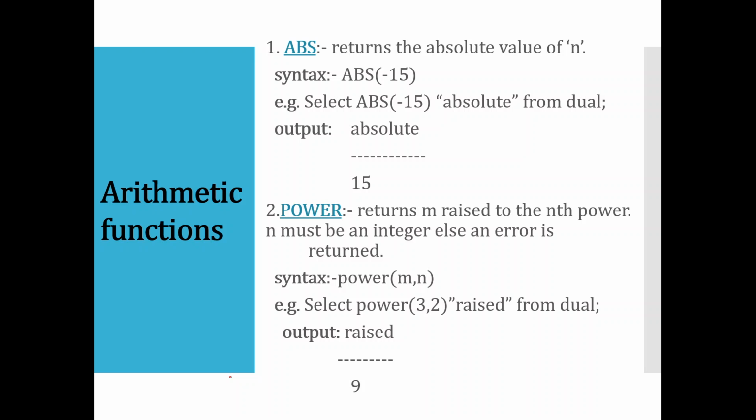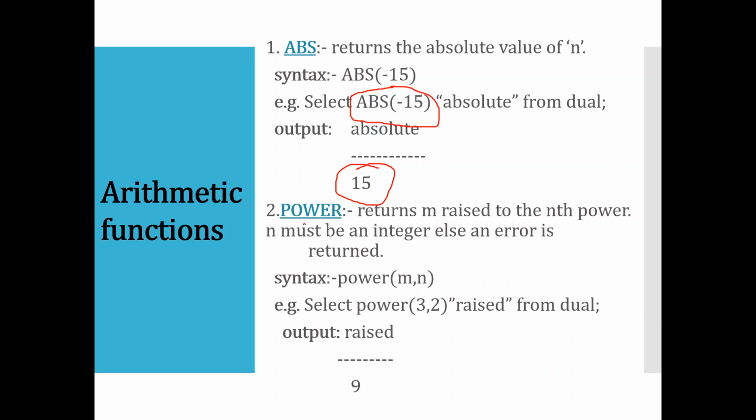So the second type of functions are arithmetic functions. Arithmetic functions means the absolute function. We are not going to use it anywhere, but just see, it is going to give us the absolute value of a given number, right? So minus 15 will be converted to 15.